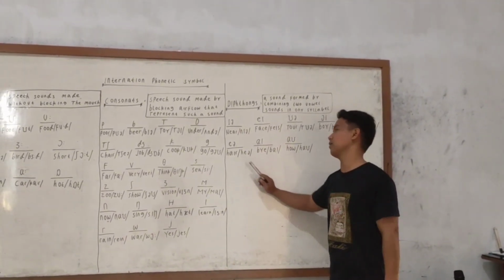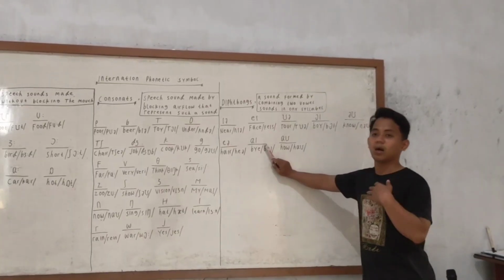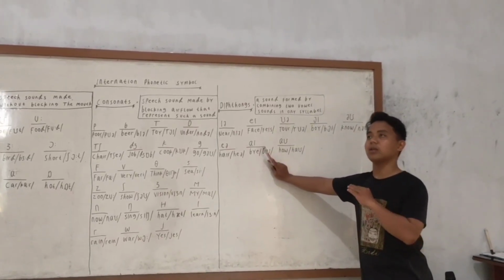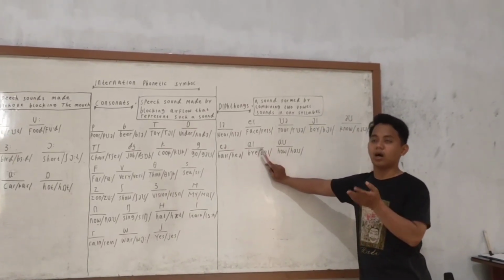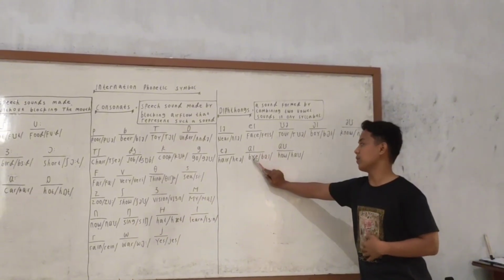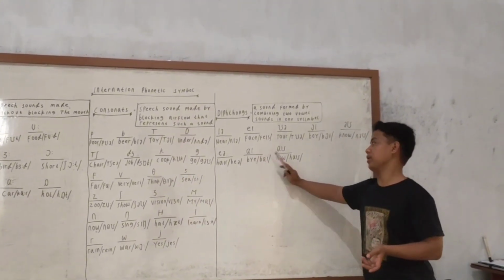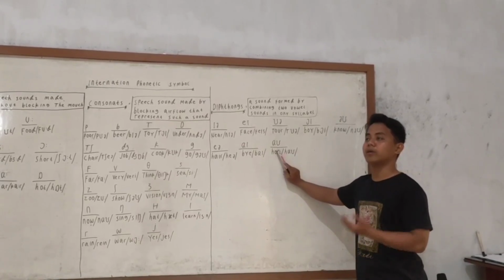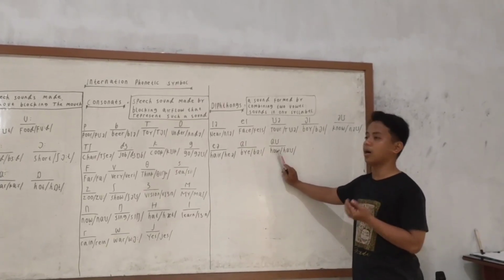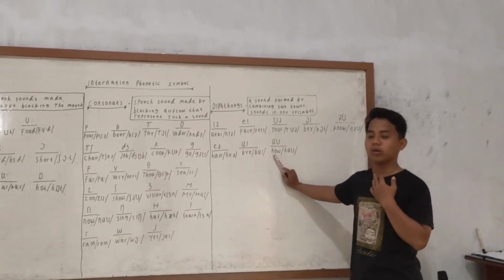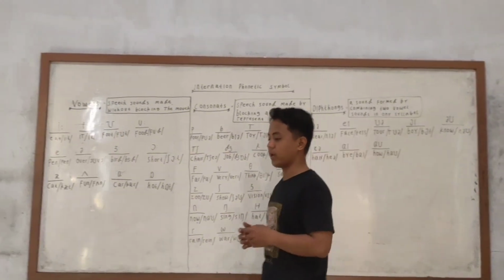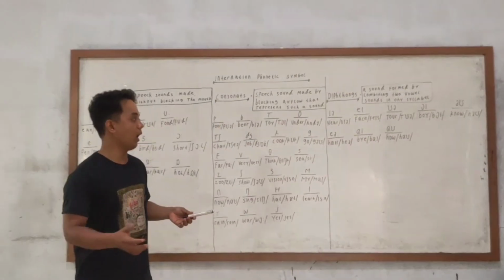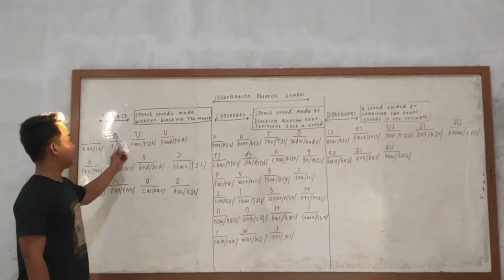Then I, an A with an I sound, for example buy. Then with O, smiley, for example how. Okay, so this is my explanation for today. We have studied vowels, consonants, and diphthongs.